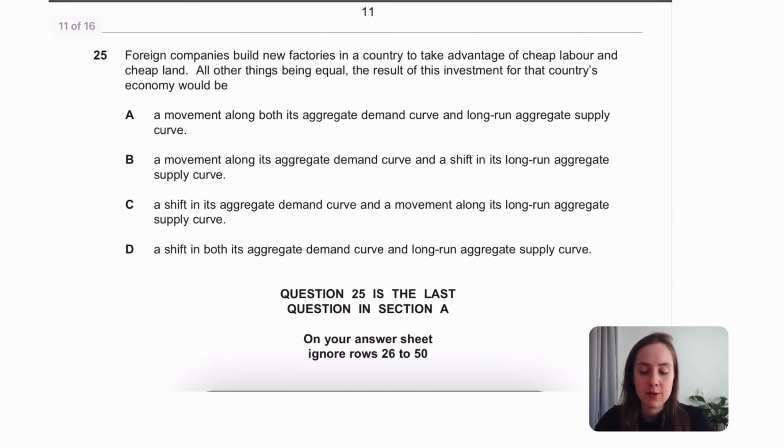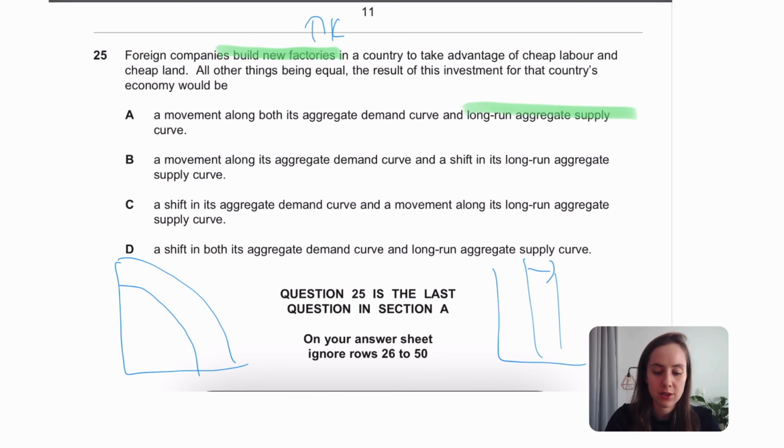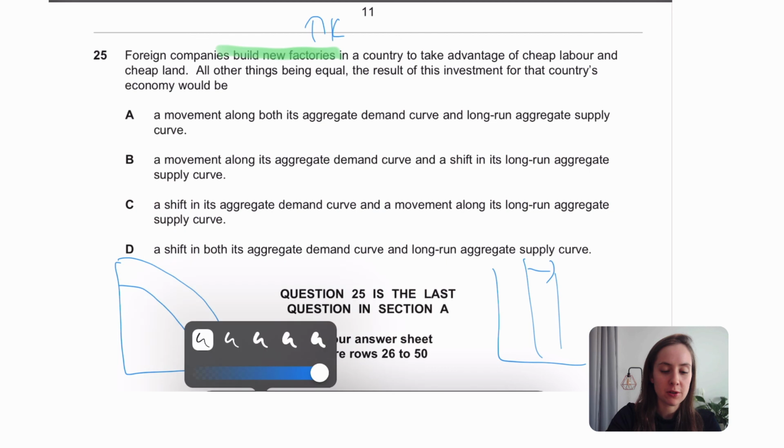Foreign companies build new factories in a country to take advantage of cheap labor and cheap land. As a result, the country's economy would be, okay, the important thing is we're building factories. If you build factories, you are increasing your stock of capital. And as a result, we're looking for a PPF shift to the right or a long run AS shift. So I'm looking for any kind of long run AS shift. Although A says a movement along, I'm not liking how it says a movement along. I was imagining a shift. I'm going to cross that out to remind myself.